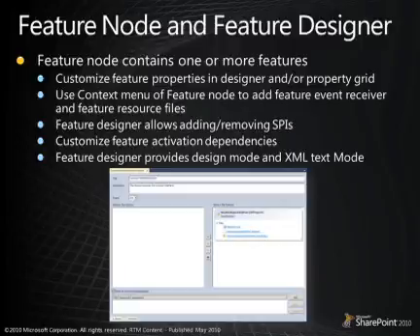The Property Grid allows the developer to customize additional feature settings, such as feature image, title, and description. A context menu is available that allows developers to easily add a feature receiver and feature resources with minimal effort. The designer also supports feature activation dependencies, which allows a feature which has a dependency on another feature the ability to check for the availability of that feature, and if necessary, forces the activation of the dependent feature. And finally, the Feature Designer provides a design mode and XML text mode, which allows the developer an opportunity to add additional XML text if needed.